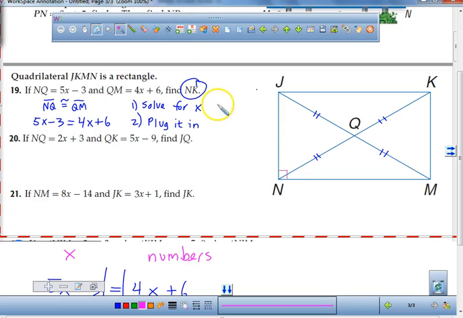Here we go. So I have a 4. I have an x plus 6. But I know what x is equal to now. What is x equal to?